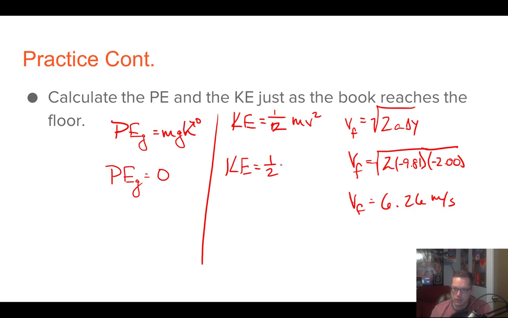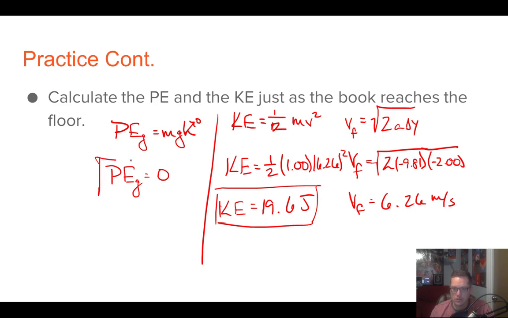We can plug that in up here for our kinetic energy. So that's 1/2 times our mass, which is 1.00, times our velocity squared, 6.26 squared. So our kinetic energy is equal to 19.62. We need only 3 sig figs, so it would be 19.6 joules. So there's our kinetic energy, and there's our potential energy.